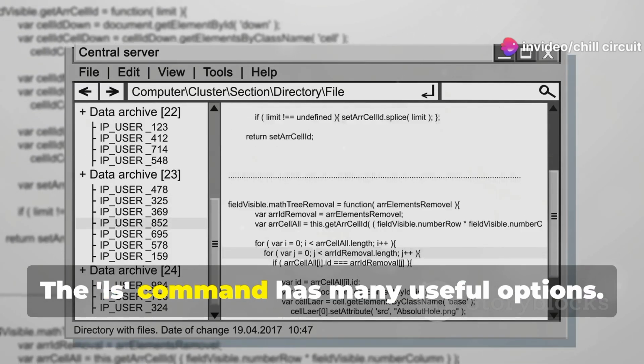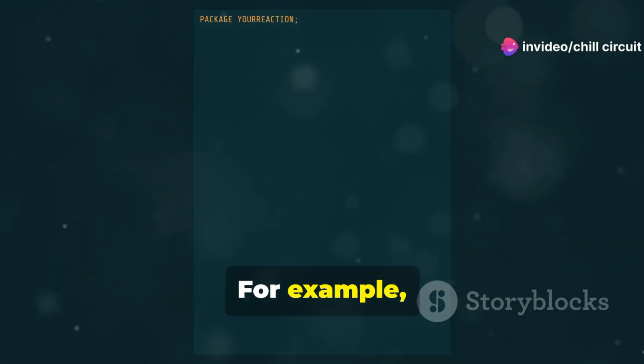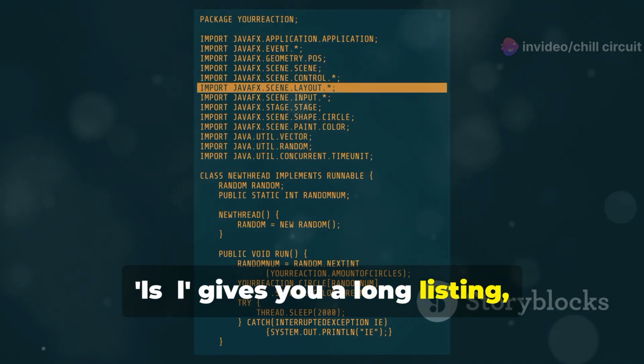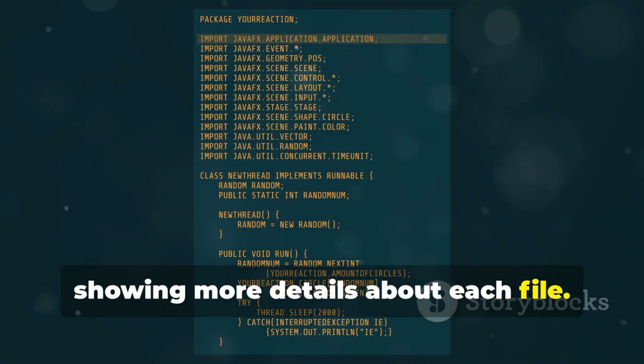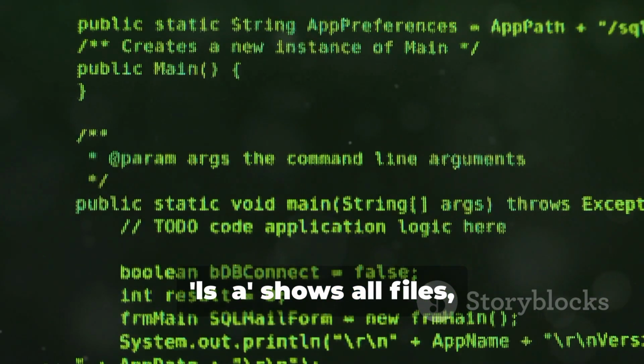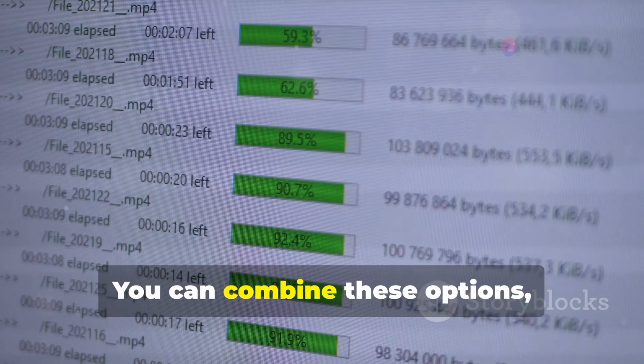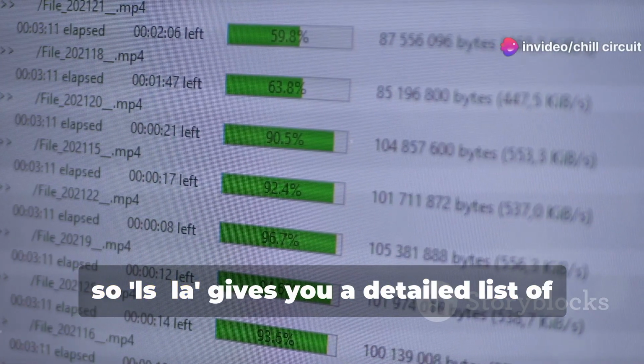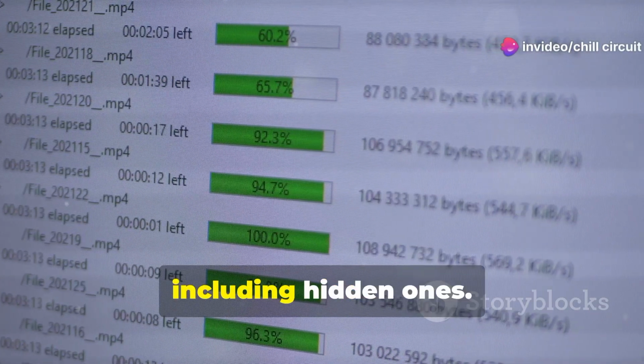The ls command has many useful options. For example, ls -l gives you a long listing, showing more details about each file. ls -a shows all files including hidden ones. You can combine these options, so ls -la gives you a detailed list of all files including hidden ones.